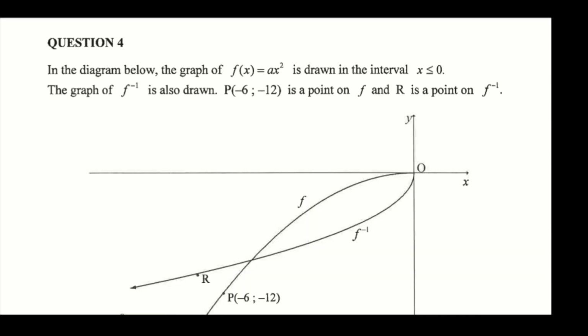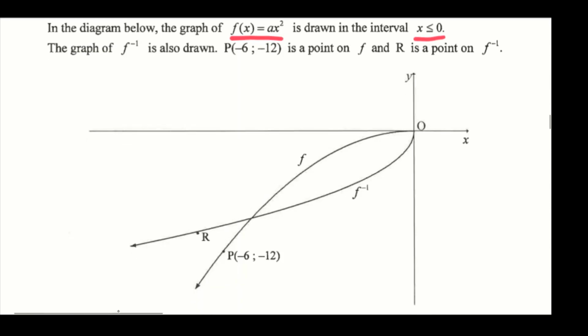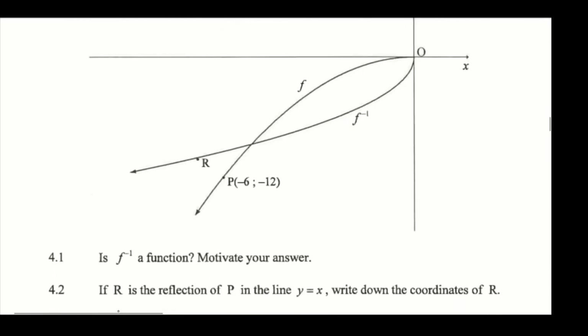So we are given this diagram below with a graph of f(x) = ax squared, drawn at an interval of x less than or equal to 0, and the inverse is also drawn, right? So P, which is this one here, is a point on f, and R is a point on f inverse, right? So we are given this diagram.